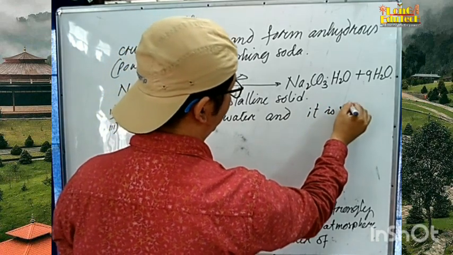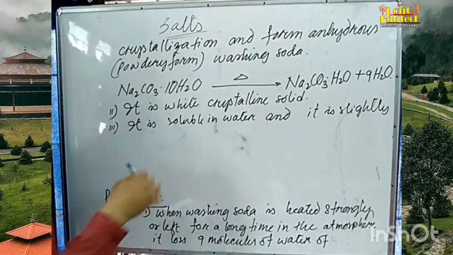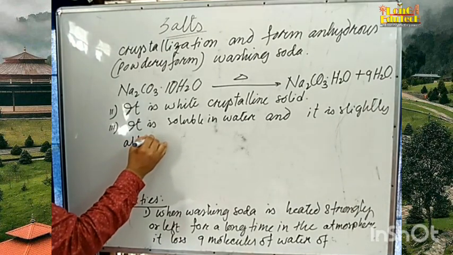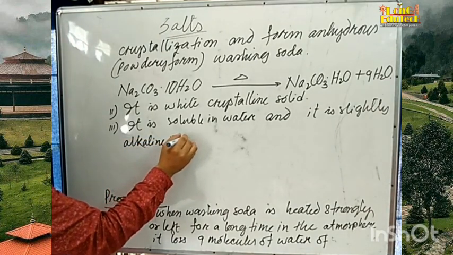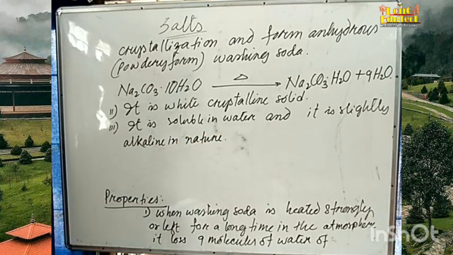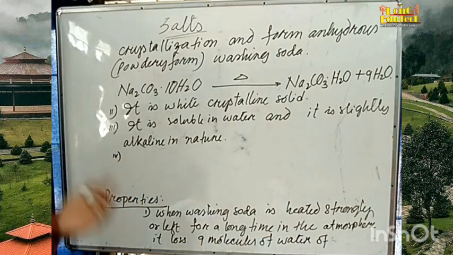It is slightly alkaline, that is, basic. Slightly alkaline in nature. That means its pH value has to be higher, because if it is alkaline, that is basic, then it should have a higher pH value.